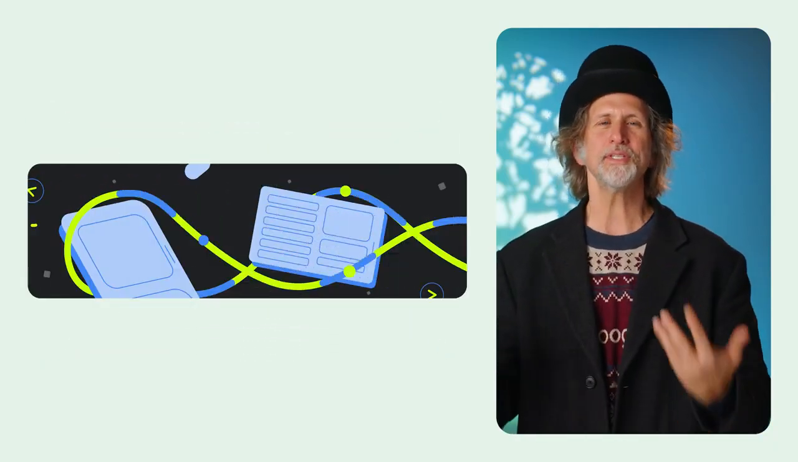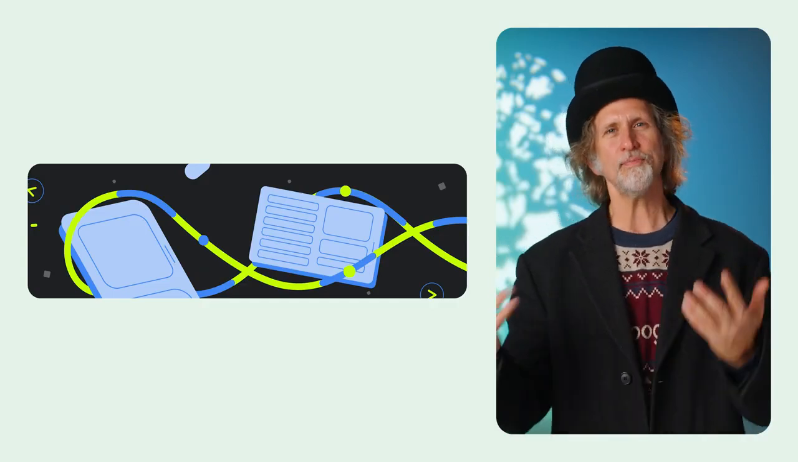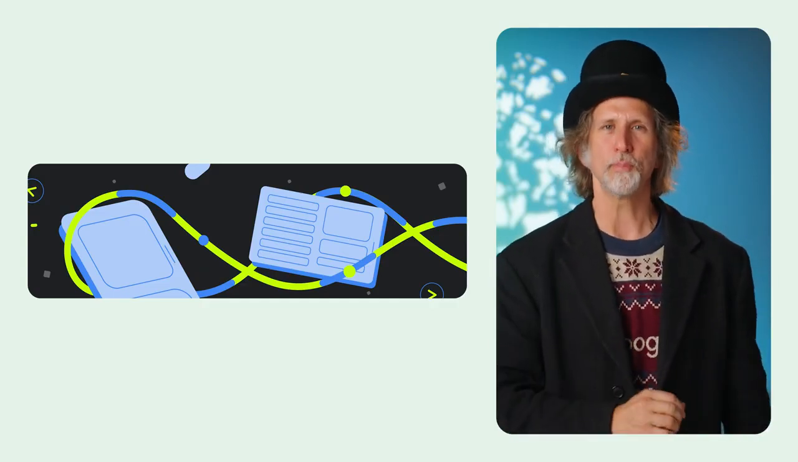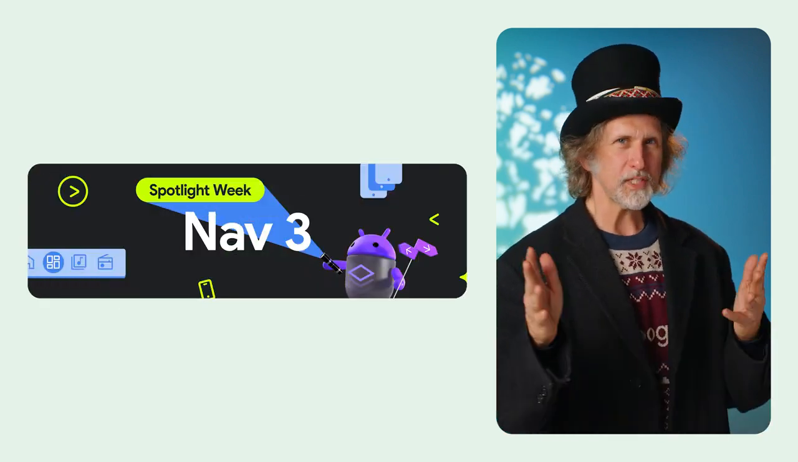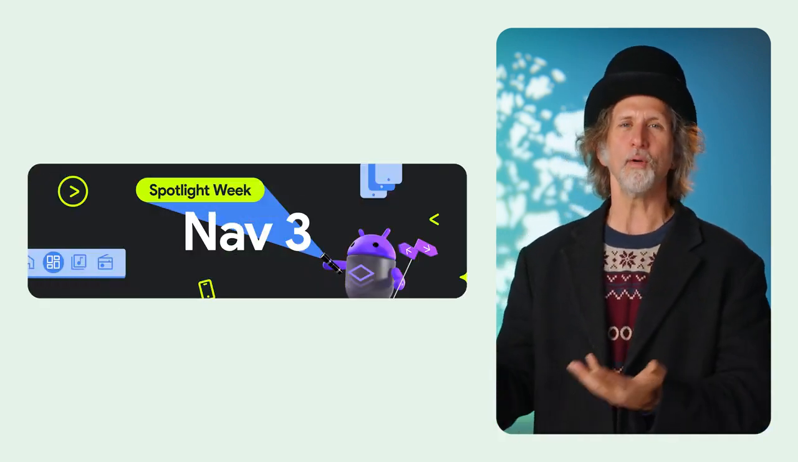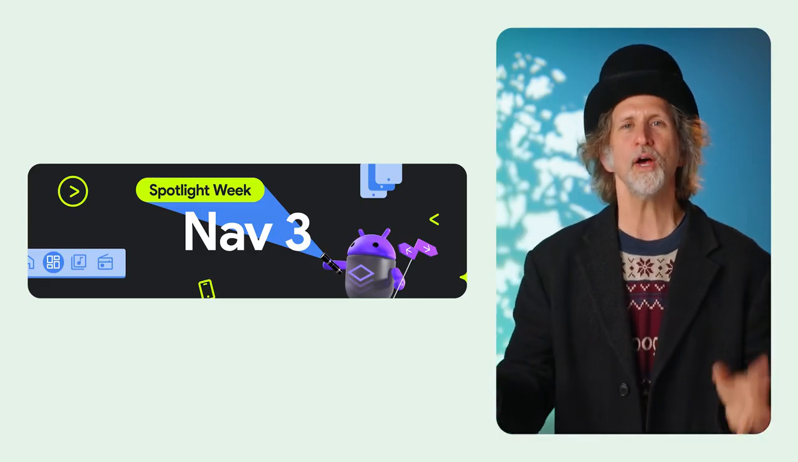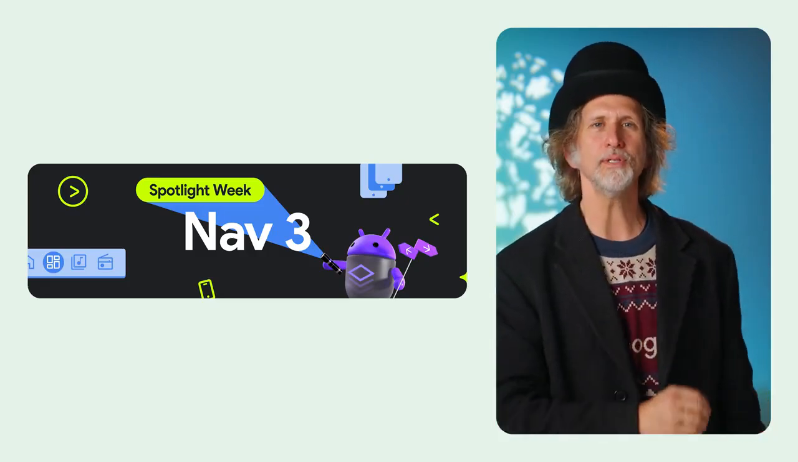Navigation 3 is now stable, moving navigation from the graph-based model to a flexible, key-based approach, with a Scenes API for adaptive layouts. We had a Nav 3 Spotlight Week beginning with an API overview, followed by animations, new recipes for deep links, and how to use Nav 3 with modularization.